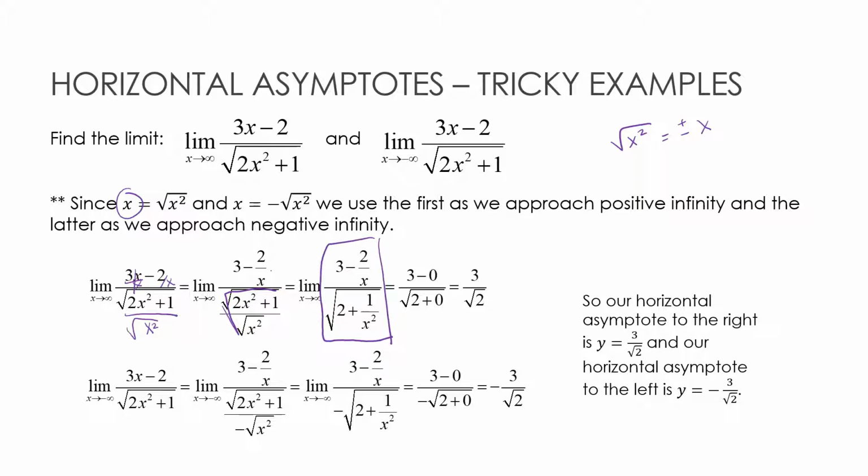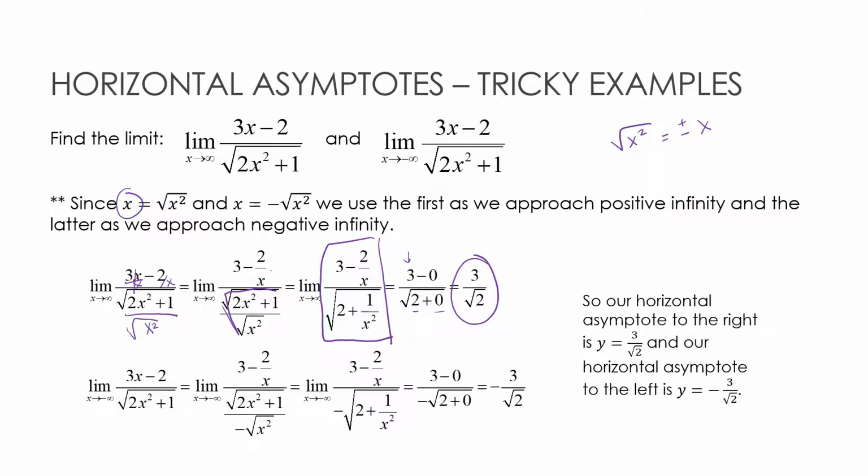So the limit of 3 is 3, the limit of 2 divided by infinity is 0, the limit of 2 is 2, and the limit of 1 divided by infinity is 0. So I get 3 over radical 2 as I move to the right.